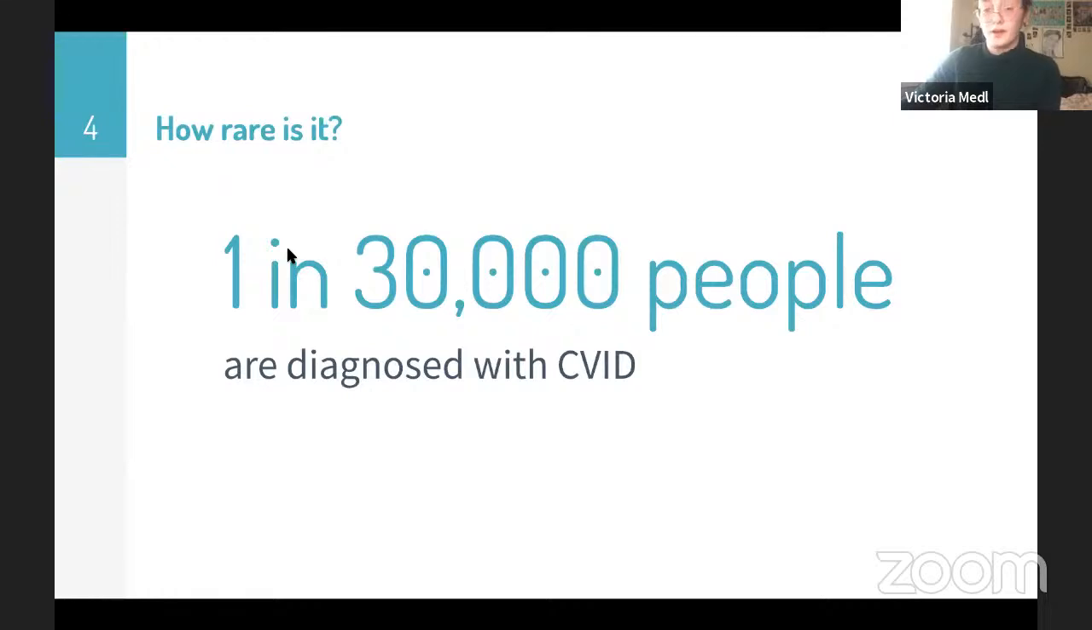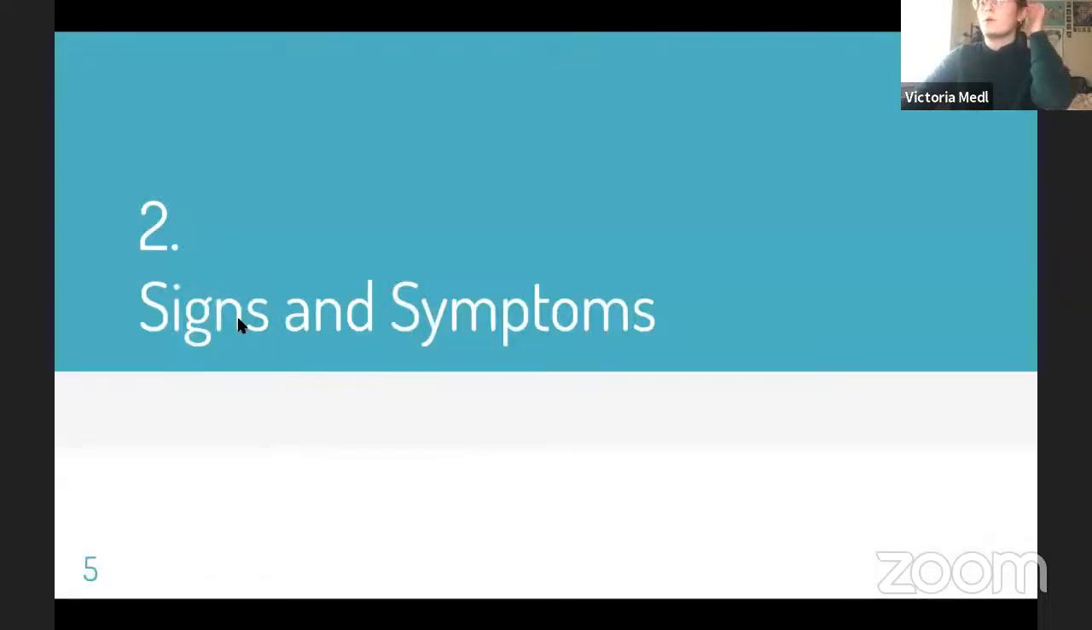So it's a relatively rare disorder. 1 in 30,000 people are diagnosed with CVID, making it one of the most common primary immune deficiency disorders. But it's still relatively diagnosed at a later age. So many people who struggle with this disorder may go for years and years without receiving a diagnosis. They may have a multitude of health issues before their diagnosis. So I'll go into the signs and symptoms of this disorder.